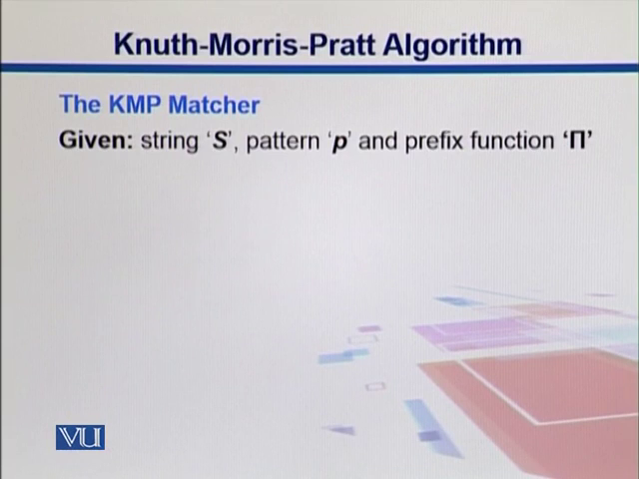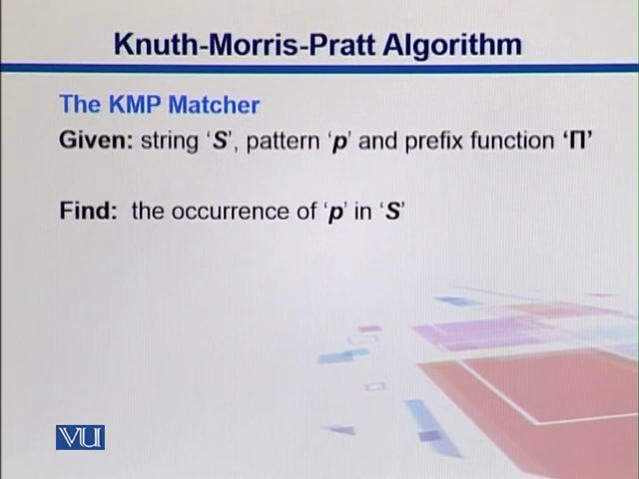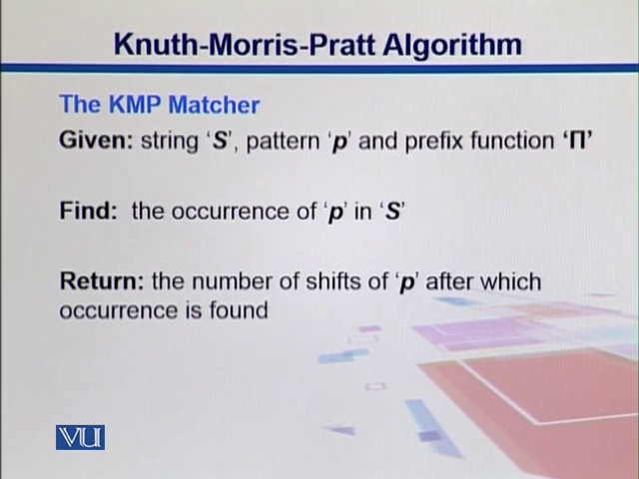Here is the KMP matcher. Given the string S, pattern P, and prefix function, we will compute the prefix function first before we start this KMP matcher. Now we have three things to start with: string S, pattern P, and from these two we have calculated the prefix function, which we are using here. We are interested in finding the occurrence of P in S, and this matcher returns the number of shifts of P after which the occurrence is found. With those many shifts we can calculate the exact location of the pattern within the text.